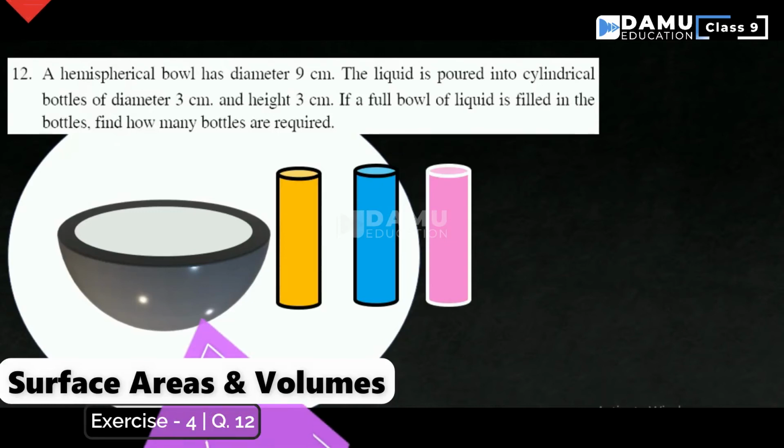In order, we are going to discuss our 12th question. A hemispherical bowl has diameter 9 centimeter. The liquid is poured into cylindrical bottles of diameter 3 centimeter.